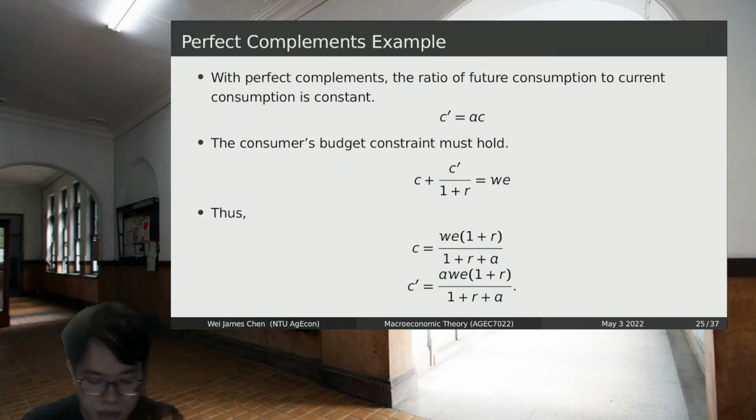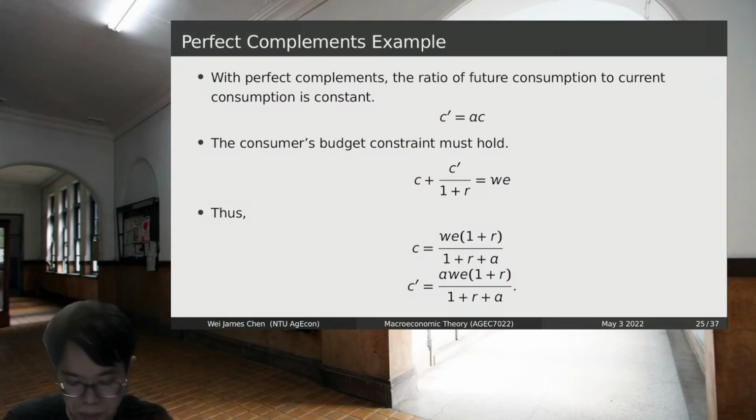Okay, and let's do a very simple example of perfect complement. With perfect complement, the ratio of future consumption to current consumption is going to be a constant, right? That should be clear to you from at least the previous example in chapter 4 and one of the assignment examples for chapter 4. So let's assume that ratio is A, lowercase a. So the future consumption is exactly A times consumption of today.